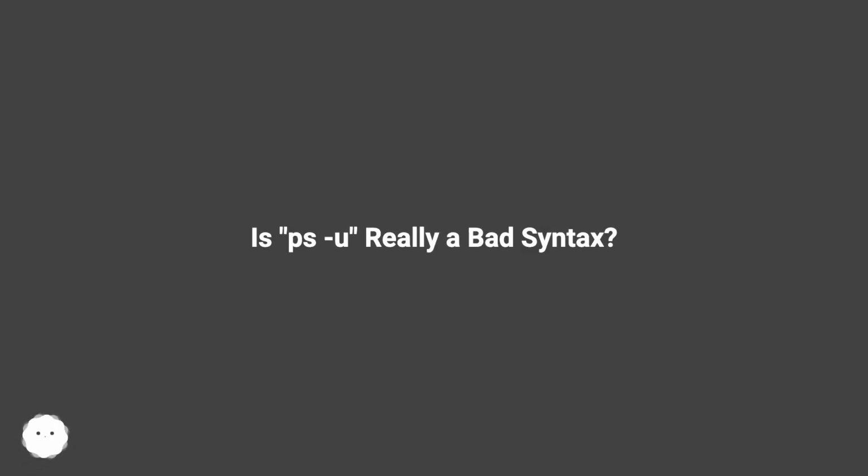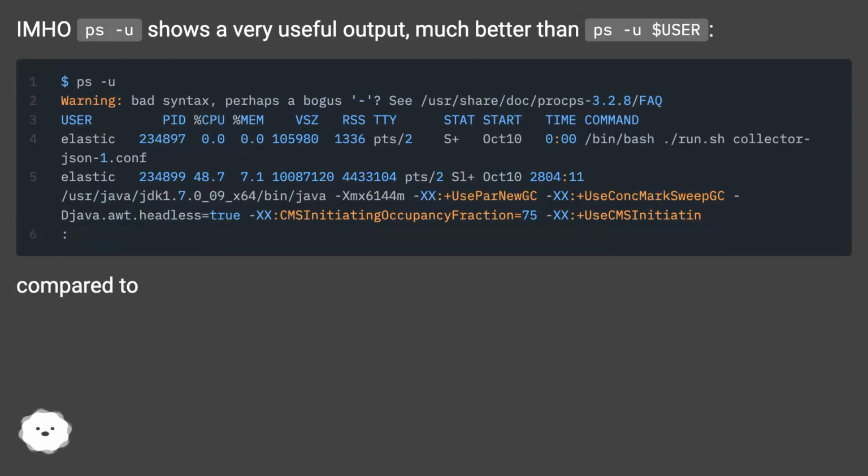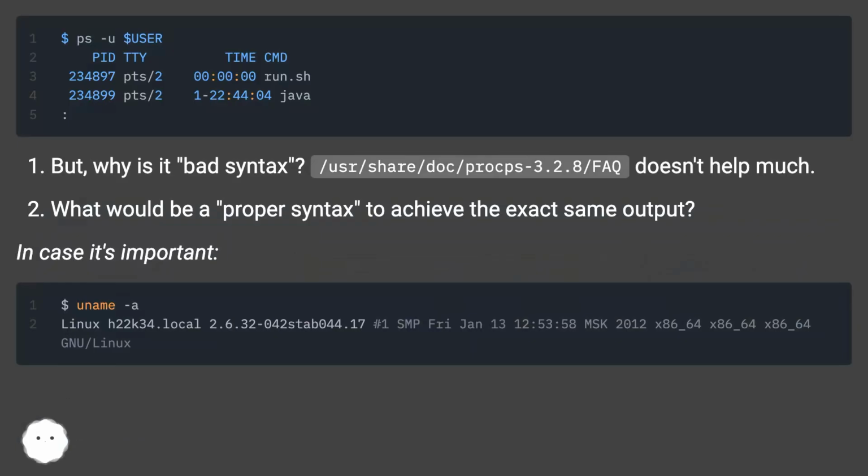Is ps -u really a bad syntax? IMHO ps -u shows a very useful output, much better than ps -u $USER compared to. But why is it a bad syntax? Break time equals 1s/break. 2.8/FAQ doesn't help much. What would be a proper syntax to achieve the exact same output? In case it's important.